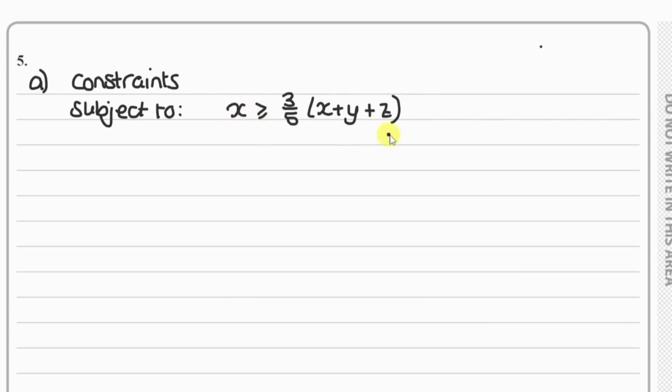We can tidy that inequality up by multiplying through. So 5x is greater than or equal to 3x plus 3y plus 3z, which tidies up to give me 2x is greater than or equal to 3y plus 3z. I'm just going to leave that there. We know it's in X, Y, and Z at this point, but we will get back to that. So this one here is that first bullet point.